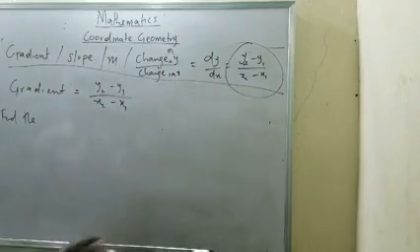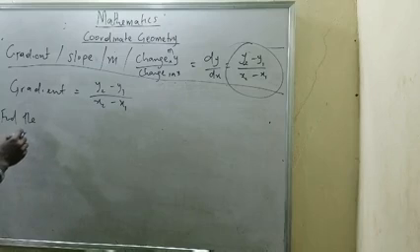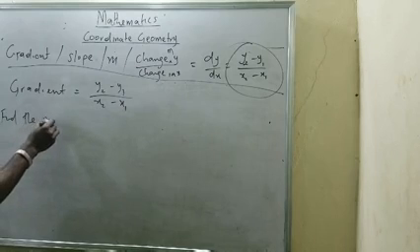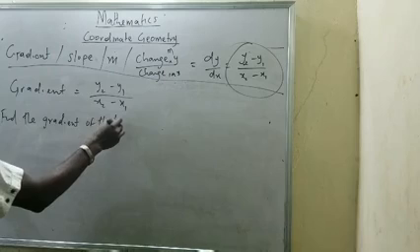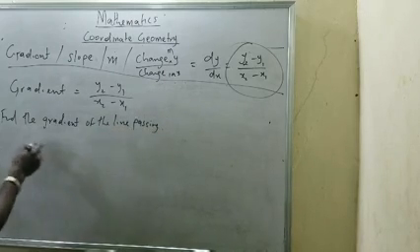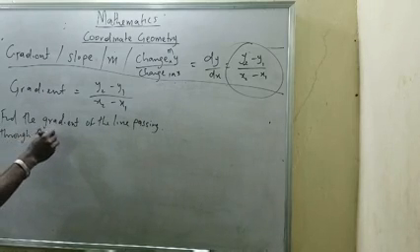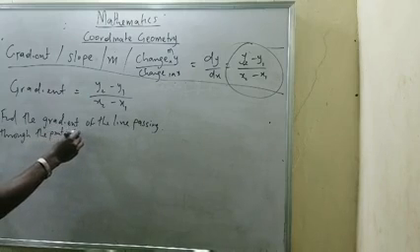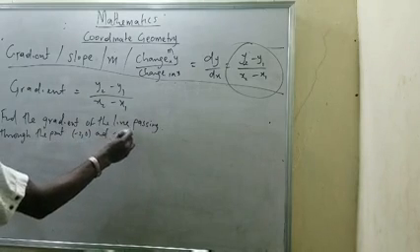Now, I want to give an example on the gradient of a line. Find the gradient of the line passing through the points (-2, 0) and (0, 4). Okay, this is very simple.